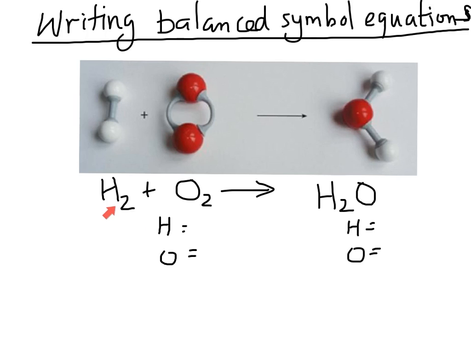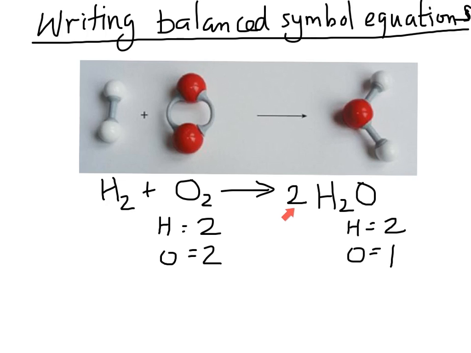You got 2 hydrogen here, so I'm going to write 2 here. There are 2 oxygen atoms here, so I'm going to write 2 here. And similarly, on the right hand side you've got 2 hydrogen, but there is only 1 oxygen here. So I'm going to put a 2 here to make that oxygen number into 2.